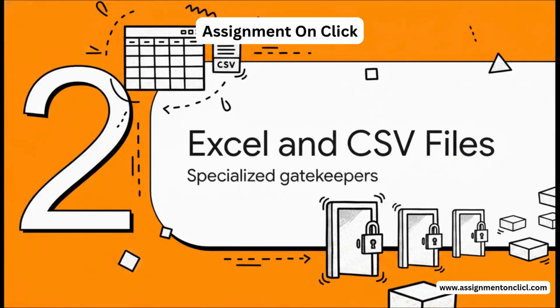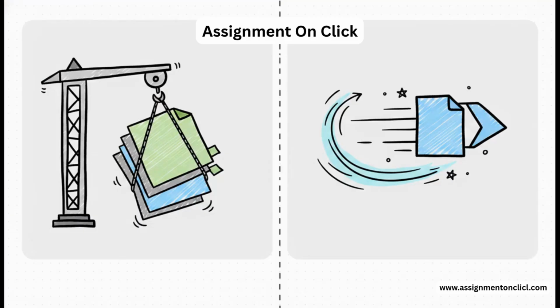Moving right along to Section 2, taming Excel and CSV files, using those specialized gatekeepers. Let's see how this works with the files we literally deal with every single day. We actually have 2 main gatekeepers here, and they have very different capabilities. On one hand, you have the Excel Reader. This is your heavy lifter. It handles the really complex formats, targets specific cell ranges, and juggles multiple sheets seamlessly.